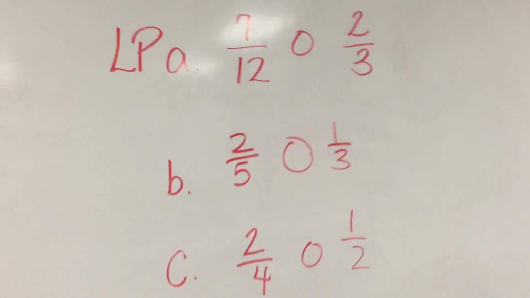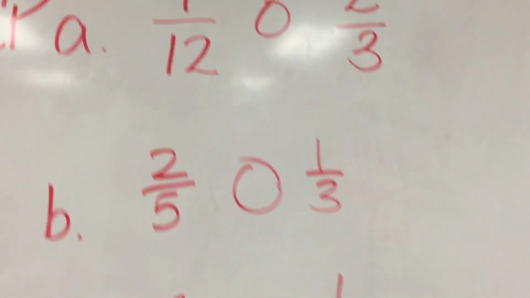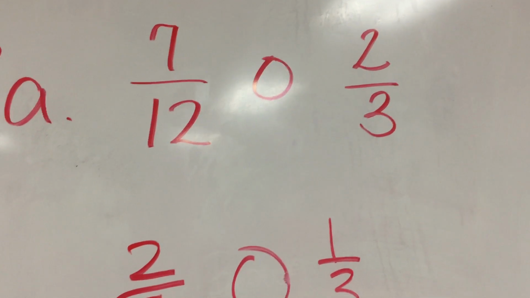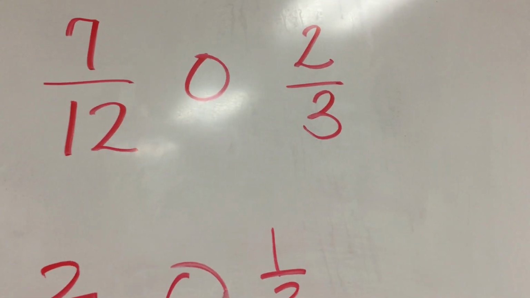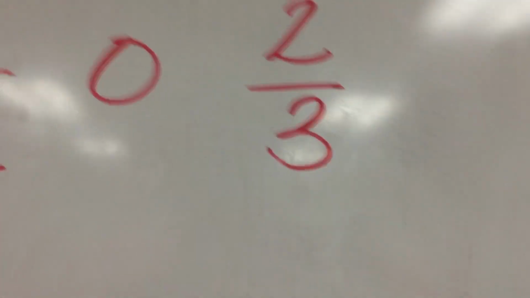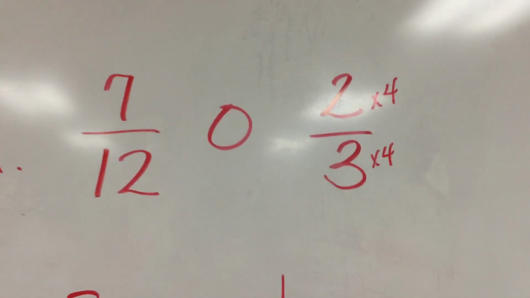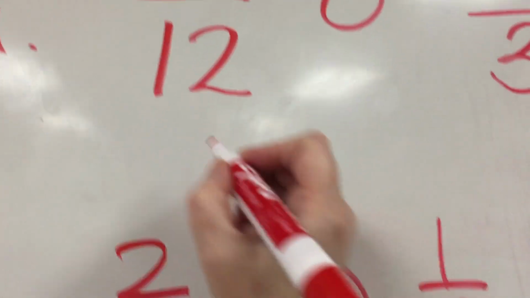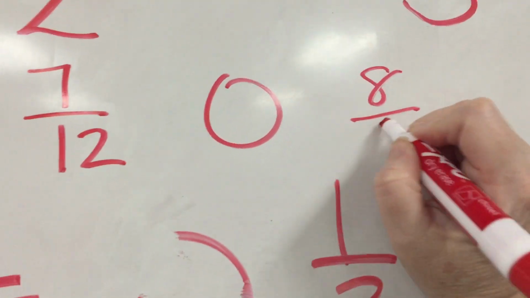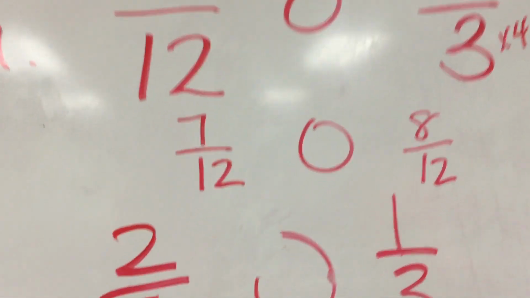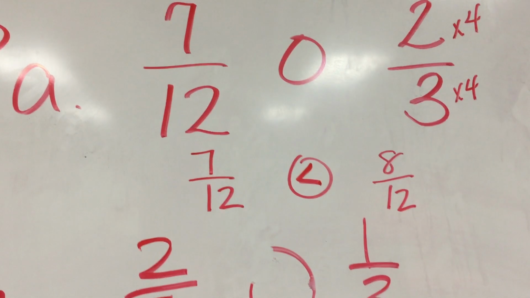I'm going to do the first 3 with you, and then the rest of them will be on your own, and the even problems will be on your own. Okay, 7/12 and 2/3. Now, I know that I can change 2/3 to something with a denominator of 12, so let's just do that. I'm going to multiply the top and bottom both by 4. So my new problem, I'm going to write below that. I'm going to have 7/12 and 8/12. Obviously, 8/12 is bigger. So that's the answer to A.